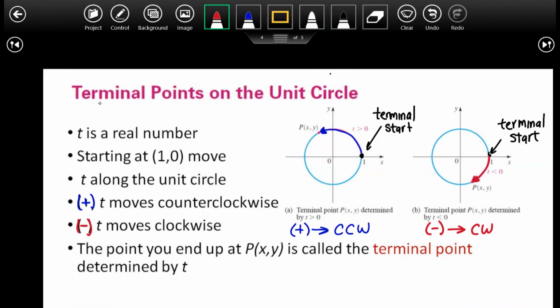The point we end up is called the terminal point. So we're going to reference these. This is kind of spinning around the unit circle, and we're finding these coordinate points that exist there.